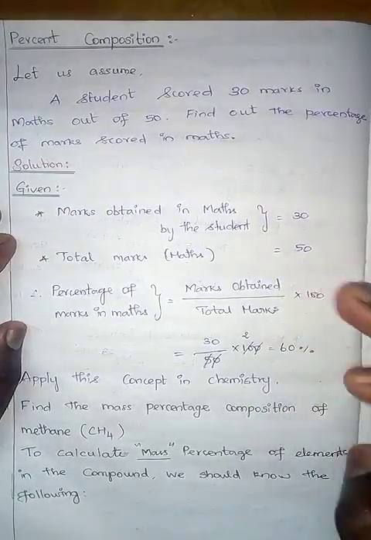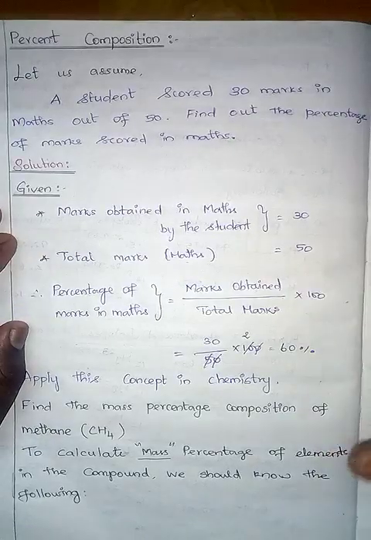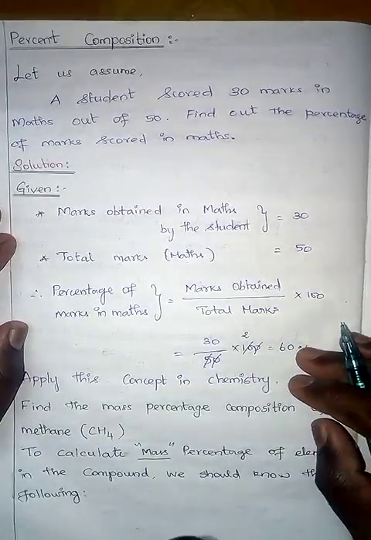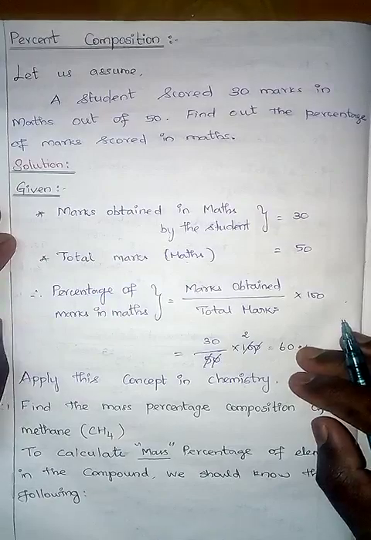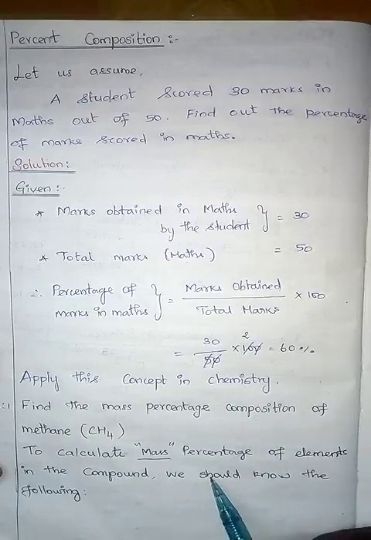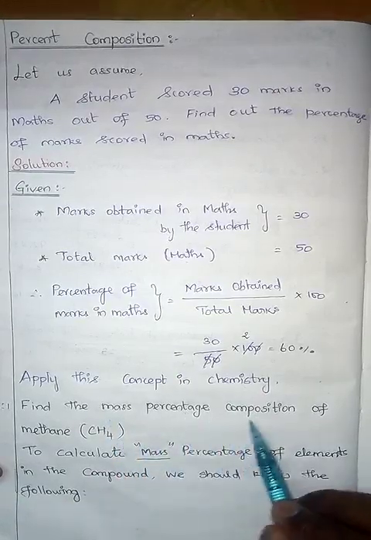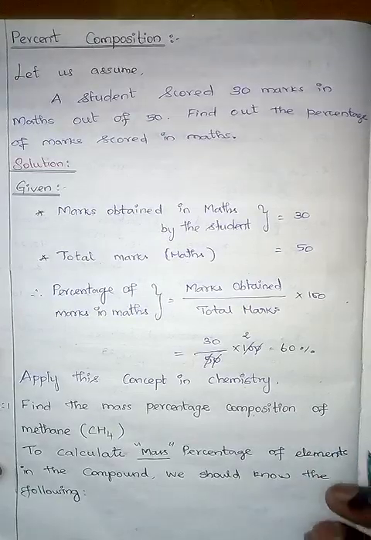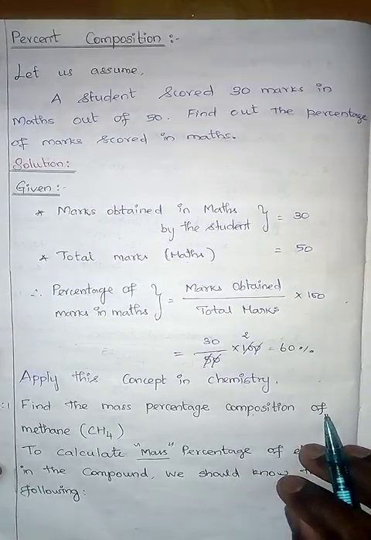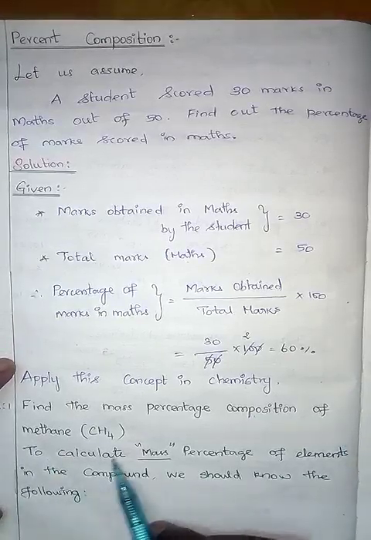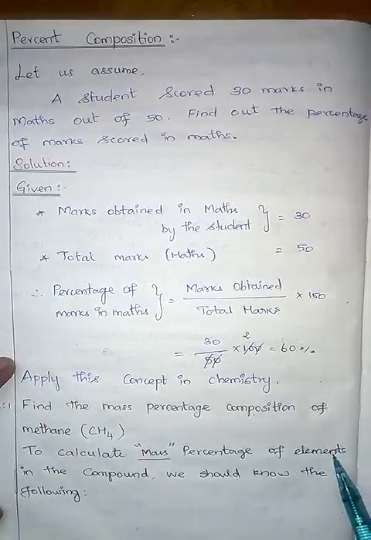The same method we are going to adopt for chemistry. So in this, we are going to calculate the mass percentage composition. It is called mass percentage. Let us see. To calculate the mass percentage of the elements in the compound, very simple.